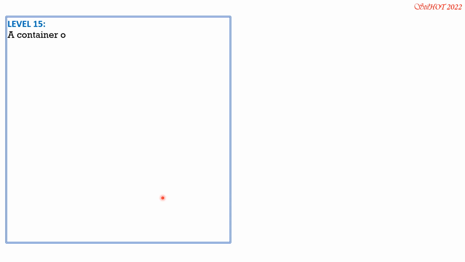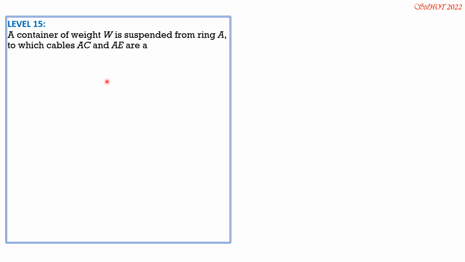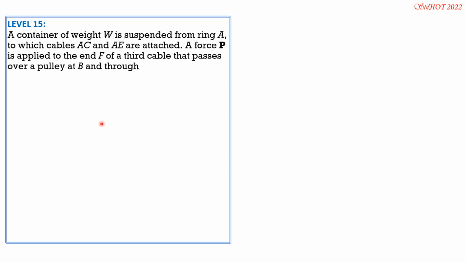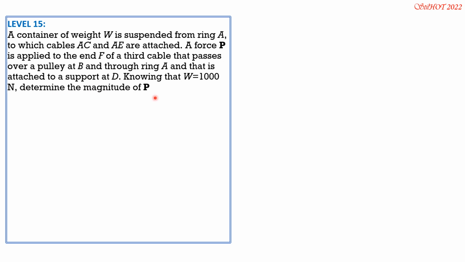So level 15, a container of weight W is suspended from ring A to which cables AC and AE are attached. A force P is applied to the end F of a third cable that passes over a pulley at B and through ring A, and that is attached to a support at D. Knowing that W equals 1000 newtons, determine the magnitude of P.